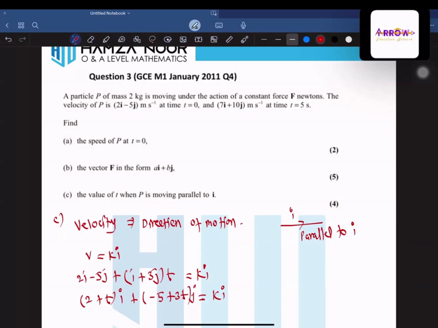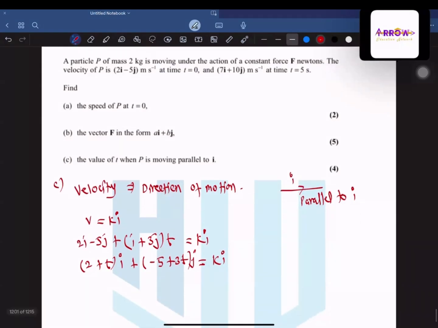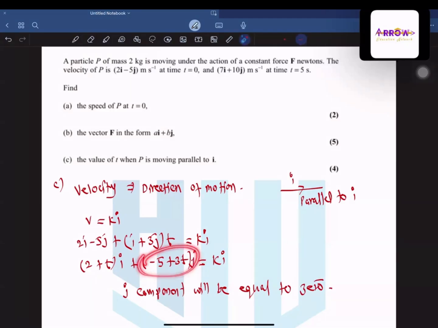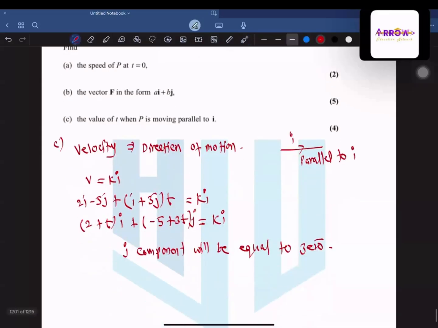This essentially means that the j component is equal to 0. We can explicitly say that the j component is equal to 0. So basically the j component will be equated with 0. Does this make sense? Because the particle is moving horizontally at this instant, meaning it is moving parallel to the i vector. So the j component will be equal to 0, meaning the coefficient of j will be equated with 0.